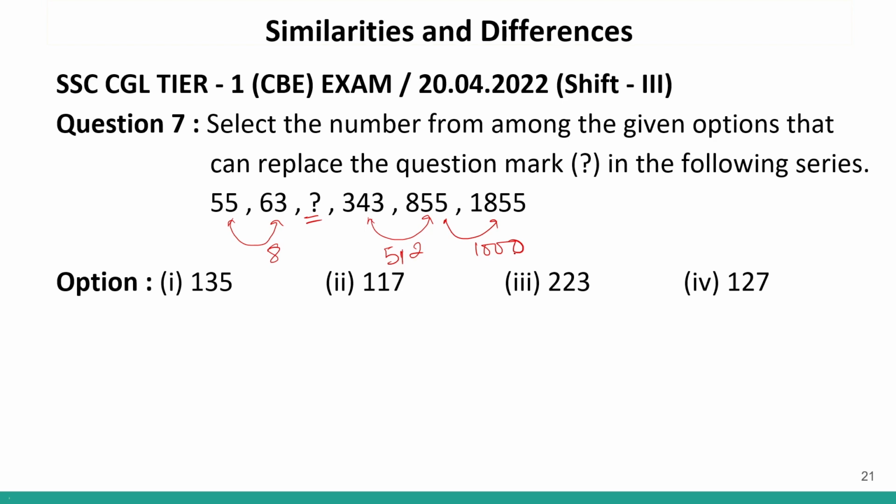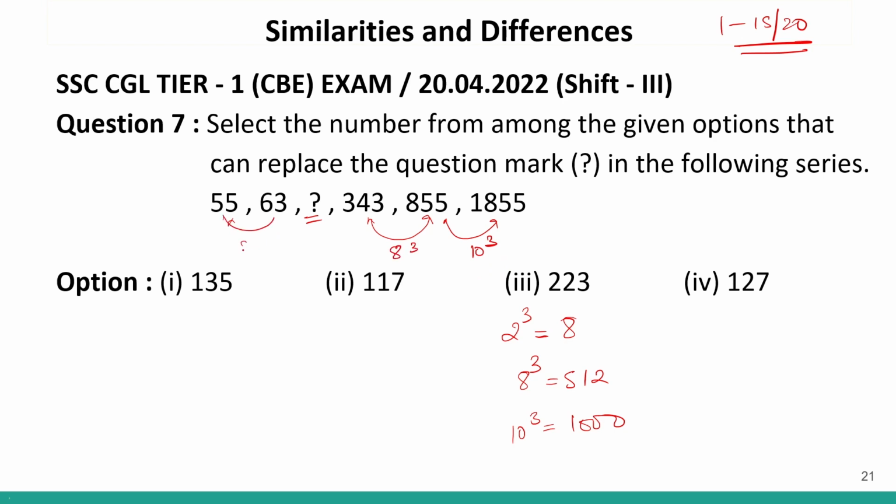Now these numbers look very familiar. 8 is cube of 2. Similarly, 512 is cube of 8 and 1000 is cube of 10. So I told you to remember cubes of at least 1 to 15 or 20. In questions like this it comes in handy. So here I can see this is 8 cube, this is 10 cube. Let me write it like this. This is 10 cube, this is 8 cube, and over here the difference is 2 cube.